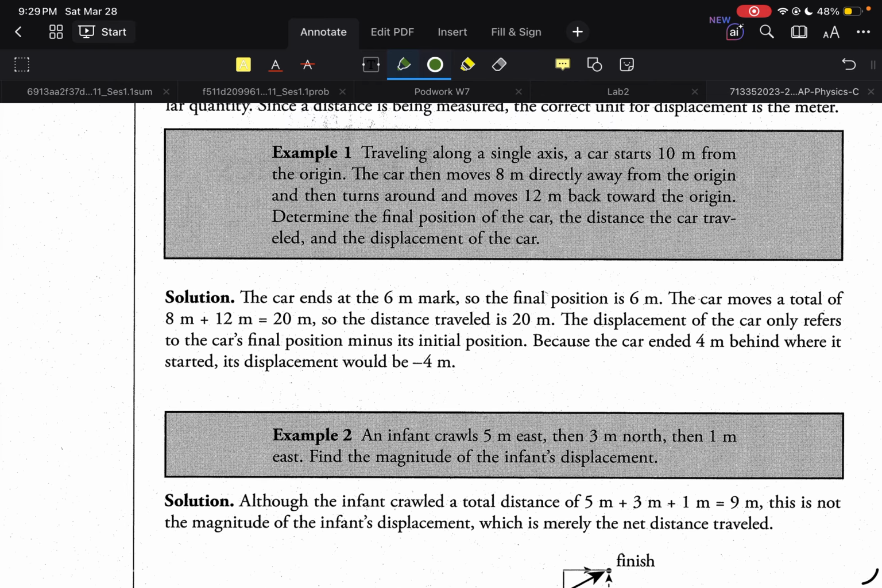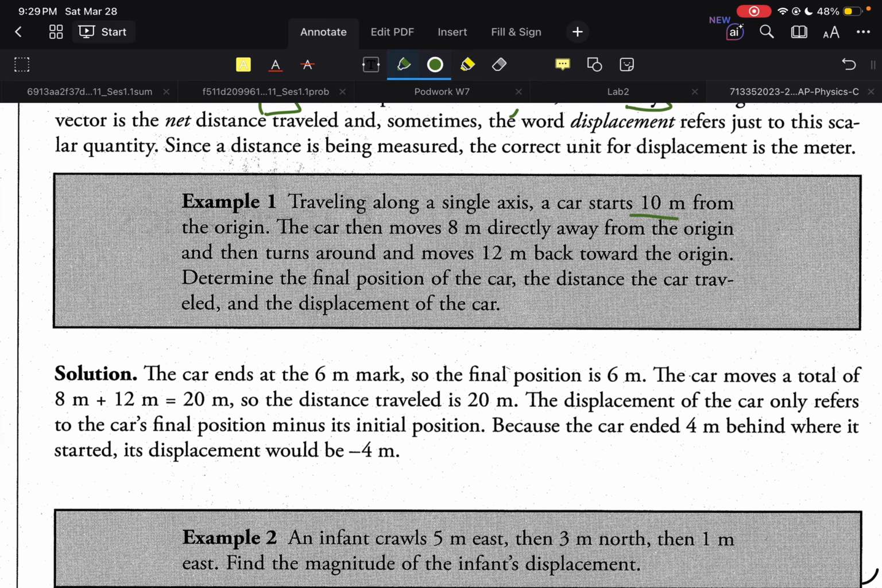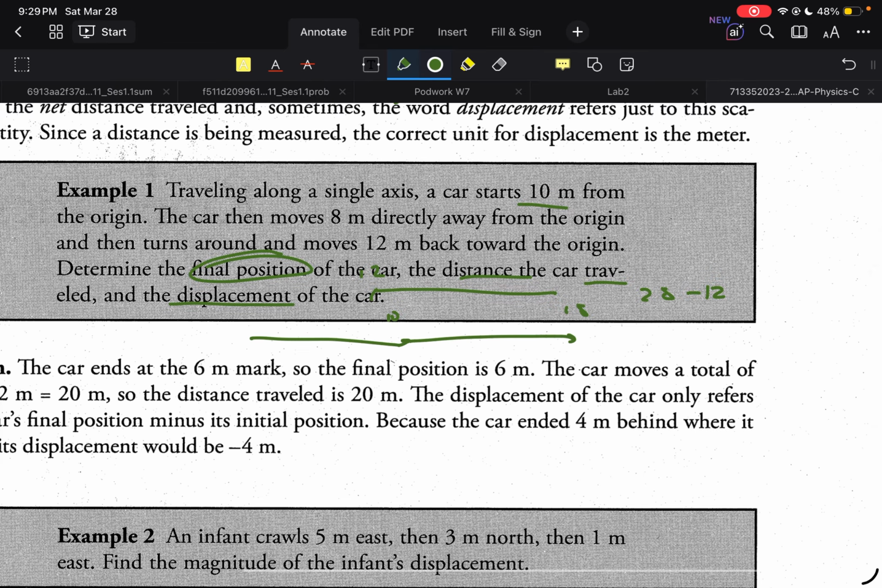Okay, that makes sense. We can do this example. The car starts 10 meters from the origin, then moves 8 meters away, and turns around and goes 12 meters back. So you add that, 28 minus 12. We need the final position of the car, the distance the car traveled, and the displacement of the car. The final position will be equal to the total displacement plus 10, but we have 28 minus 12, and 16 is the position, if that is correct.